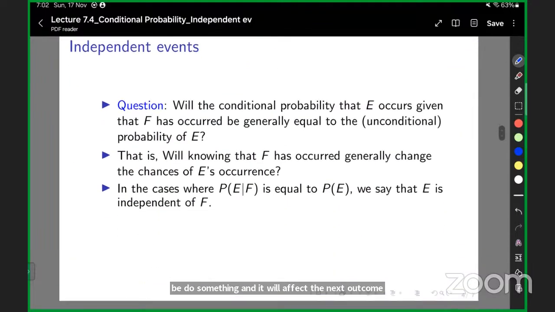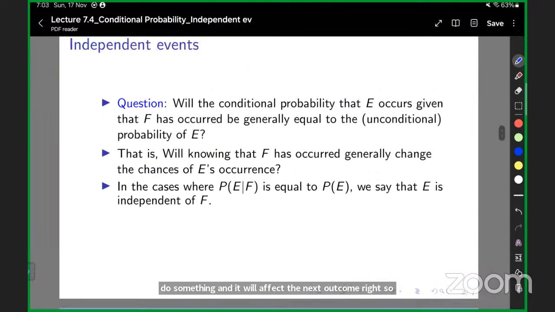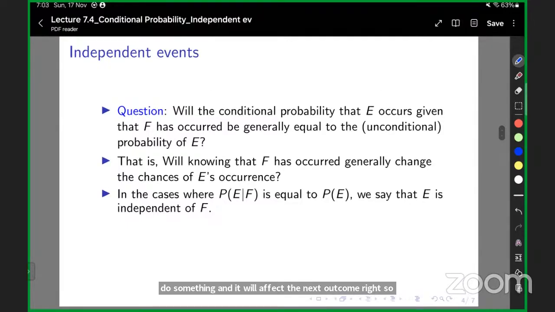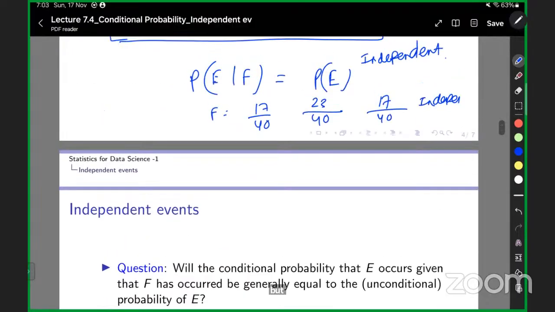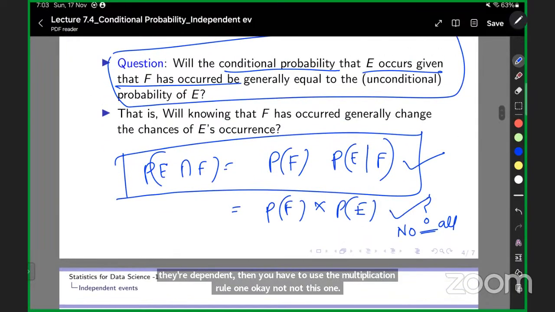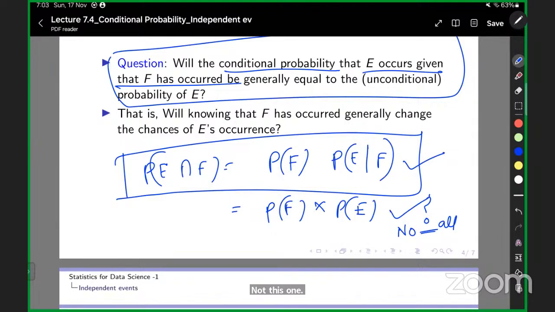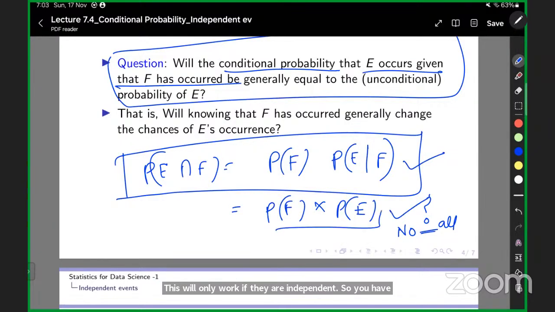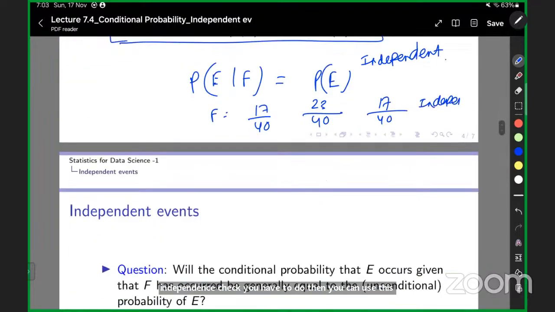So that's where you will need independent and dependent events. If they're independent, then it's good. But if they're dependent, then you have to use multiplication rule one, not this one. This will only work if they are independent. So you have to do an independence check. Then you can use this. If they are not independent, then you have to use this.